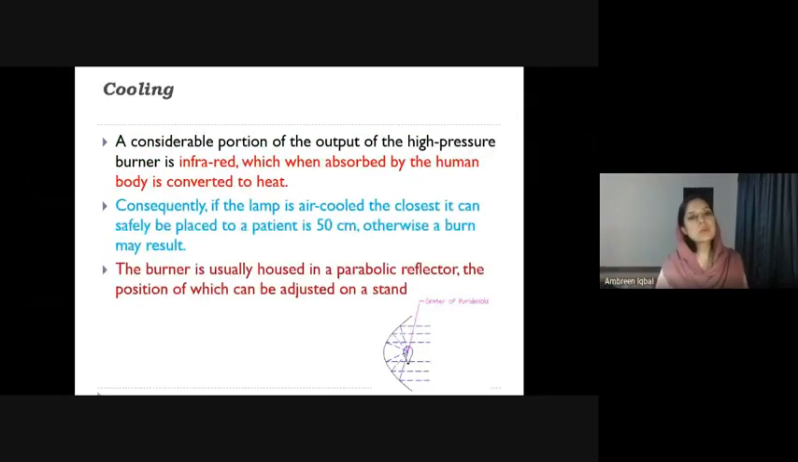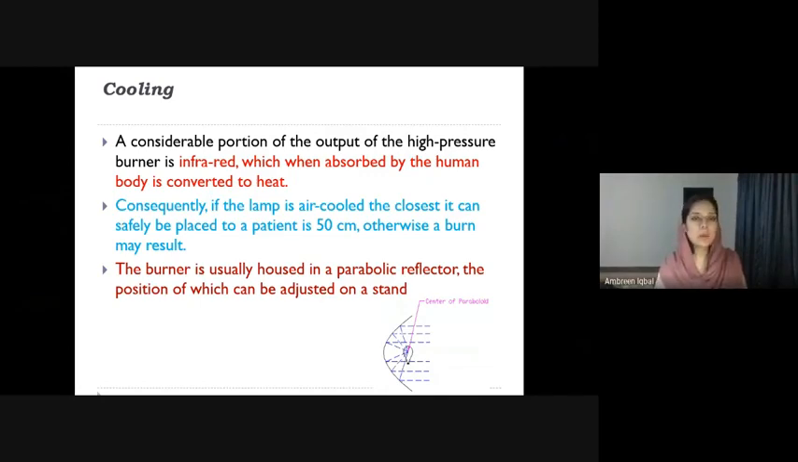The next phase is the cooling phase. A considerable portion of the output of the high pressure burner is infrared. As we said, there are three types of waves that make up the output: infrared radiation, ultraviolet radiation, and visible light. The infrared radiation, when absorbed by the human body, is converted to heat. As you all know, infrared radiations are superficial heating rays.